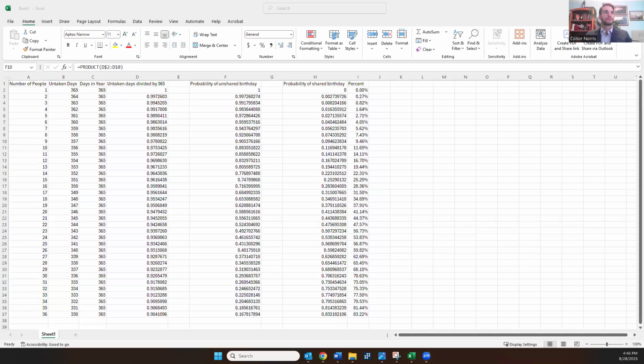So now it's kind of difficult to do all these by hand. So let's go to Excel and just visualize it to make it simpler. So yeah, here we have the number of people going all the way up to a group of 36 people. Here we have the number of unavailable birthdays, so untaken days. At first, all 365 are available, then 364 for the second person because you subtract the first person's birthday. The third person is 363, so you're subtracting the first two people's birthdays, so on and so forth, going all the way down.